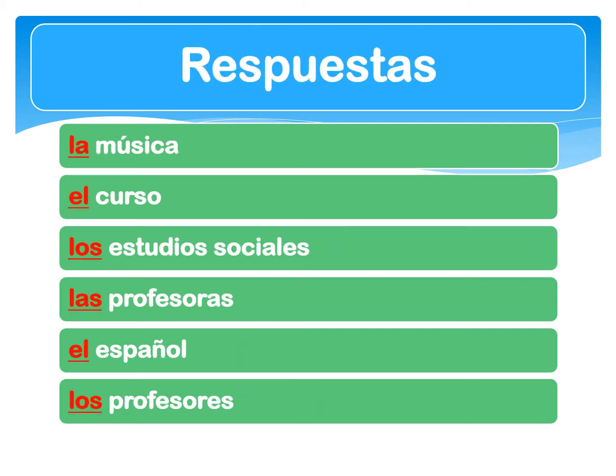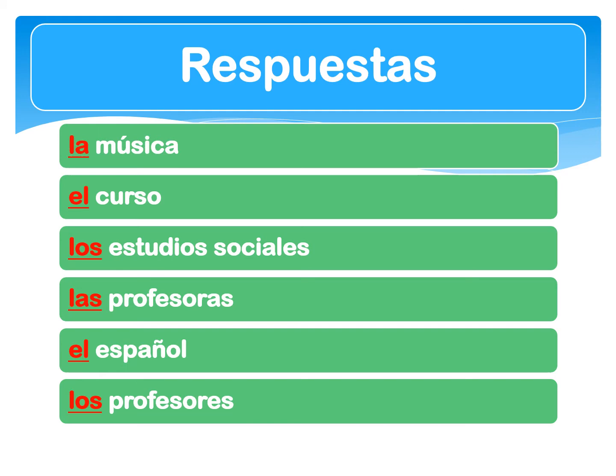All right, so we've got la música. So notice música ends in A, so that's feminine. El curso. Curso ends in O, that's masculine. Now we're going to take a look at some plural ones. Los estudios sociales. So notice estudios ends in OS, so I'm going to use los. And las profesoras. So profesoras ends in AS, so I'm going to use las. El español. Okay, that one's a tricky one. It ends in a consonant, but I'm just going to have to memorize that's masculine, el español.